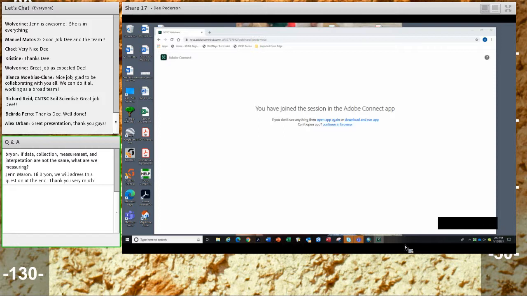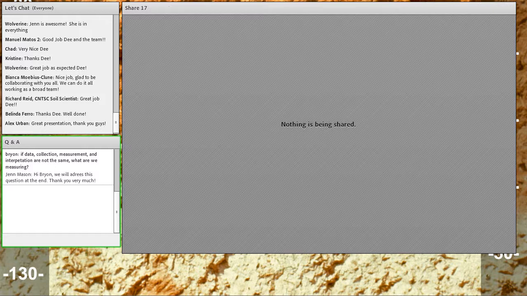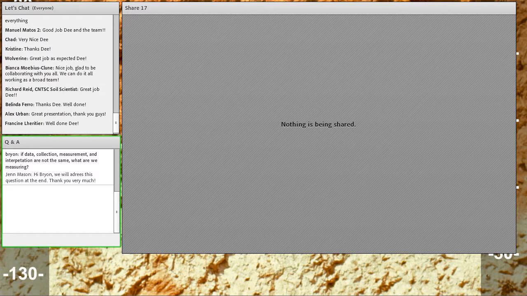There is one question, if everyone can hear me. If you can't, let me know. Brian asked, if data collection, measurement, and interpretation are not the same, what are we measuring? And we kind of chatted back and forth with this a little bit. All soil has different collection, management, and interpretation.